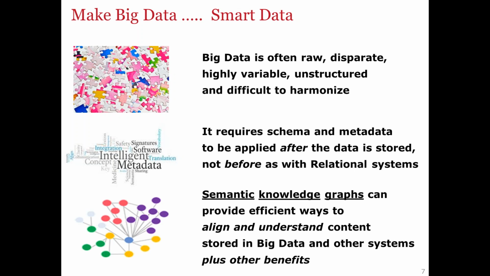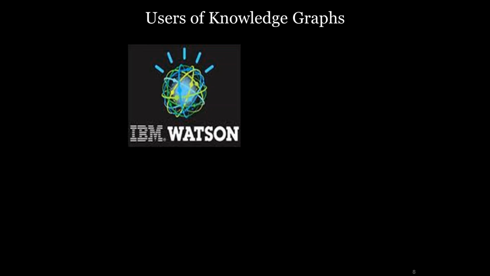So I want to introduce you to semantic knowledge graphs, because what they do is they allow us to understand the content that is in big data, and they allow us to define a schema after the data is stored in big data so that we could better understand what it is. Semantic knowledge graphs are really not new. They're already in use. IBM's Watson initiative, where the two expert humans in Jeopardy lost, makes use of knowledge graphs.